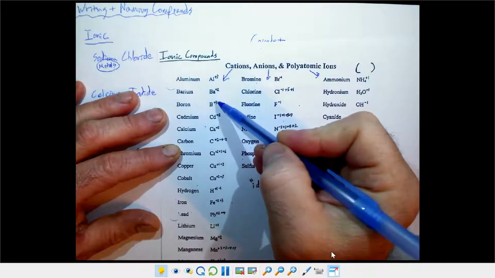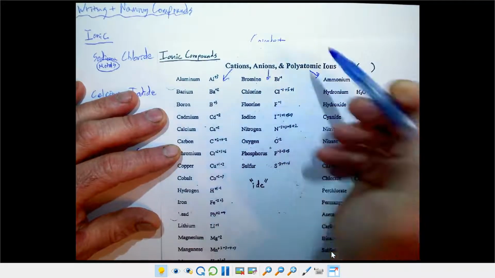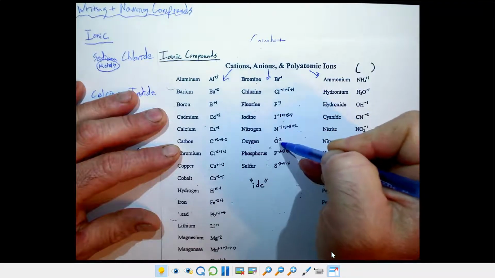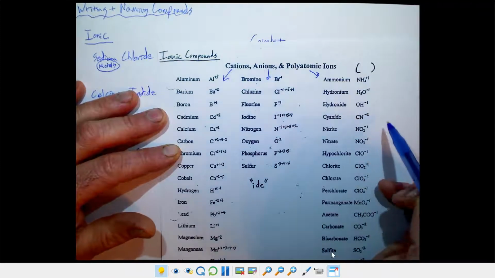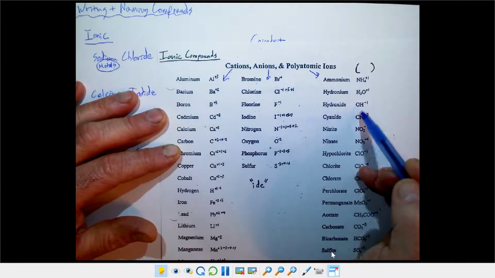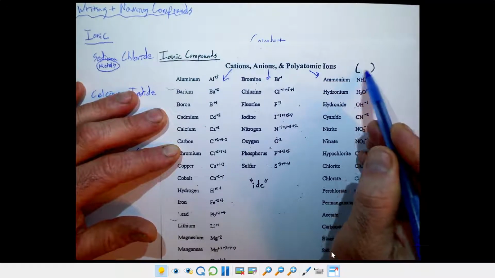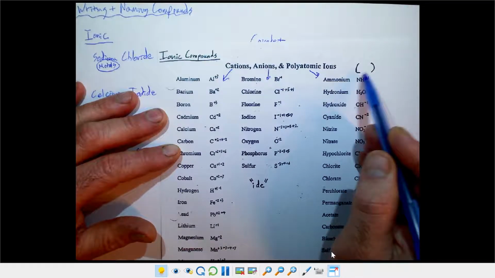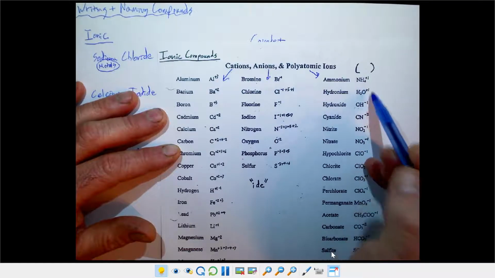These guys typically have a positive charge. That's why they're referred to as cations. These guys typically have a negative charge, for most of them. That's why they're called anions. Polyatomic ions, poly means many. They're more than one element, but together they act as one element. That's why there's a little set of parentheses up here, because we typically wrap them in parentheses, showing that the bond is really strong and it usually doesn't break. They act like one element, and it has a charge associated with it.